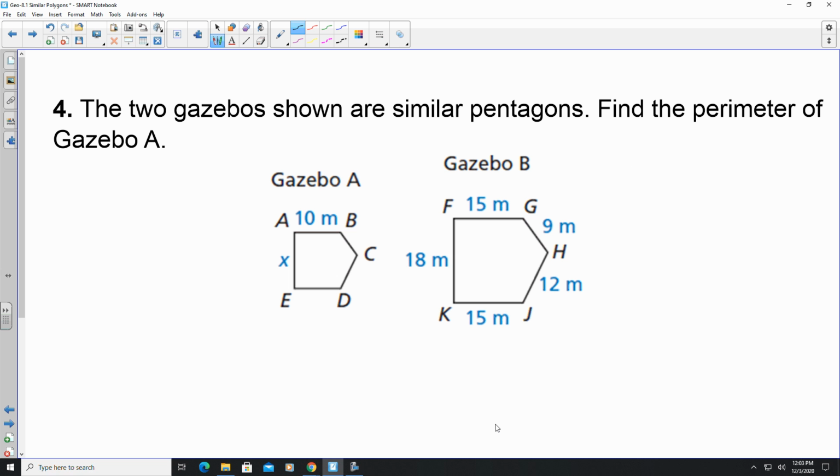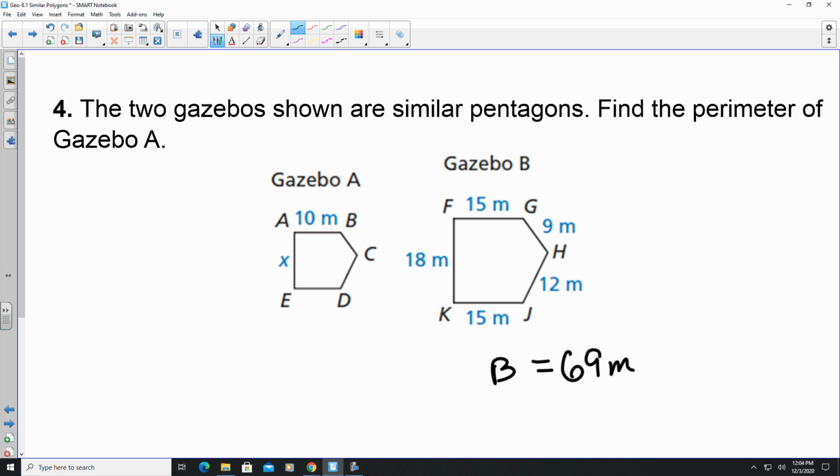All right, so here it says these two gazebos shown are similar pentagons. They want us to find the perimeter. So what you can do first is find the perimeter of gazebo B. Looking at gazebo B, it's 15 plus 9 plus 12 plus 15 plus 18, which gets us 69 meters for gazebo B.